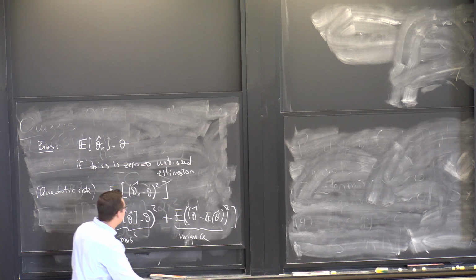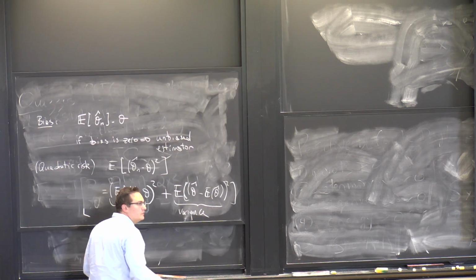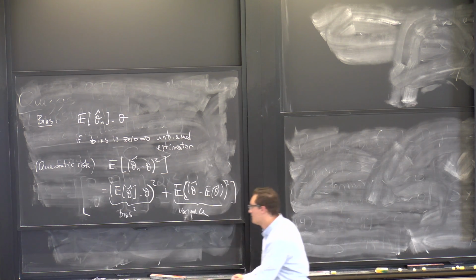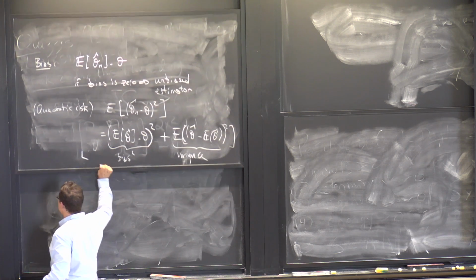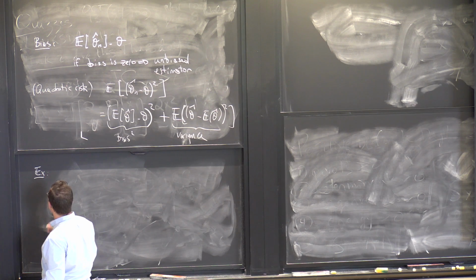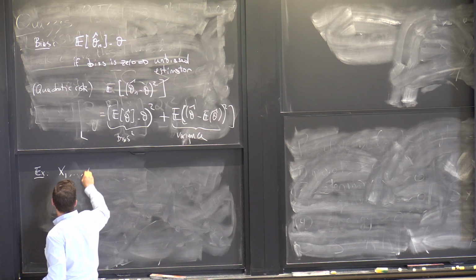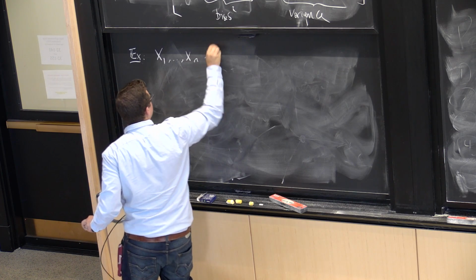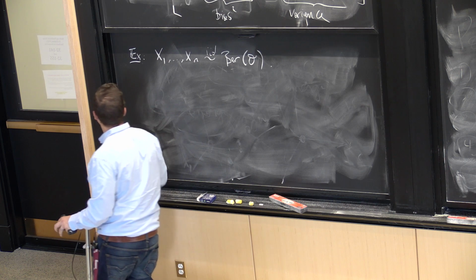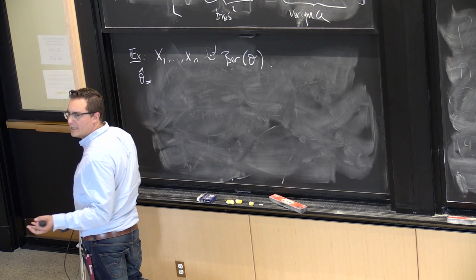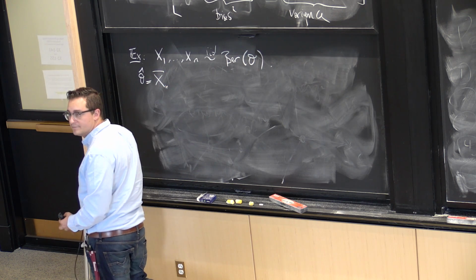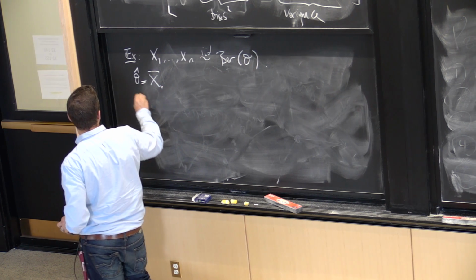So let's just look at a couple of examples, right? So examples. So if I take, for example, x1 to xn that are IID Bernoulli, and I'm going to write it theta so that we keep the same notation, then what is the theta hat that we proposed many times? It's just x bar, right? Xn bar, the average of the xi's. So what is the bias of this guy?